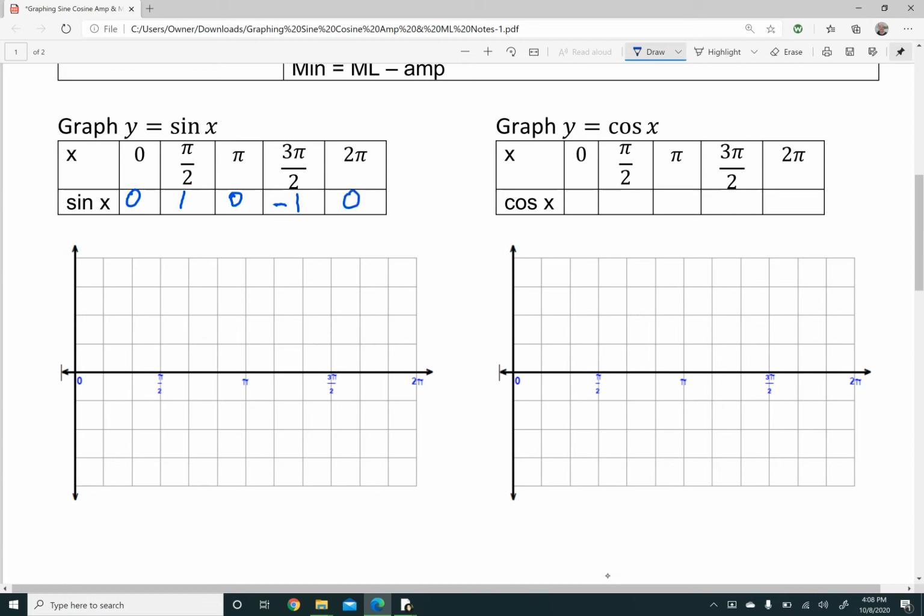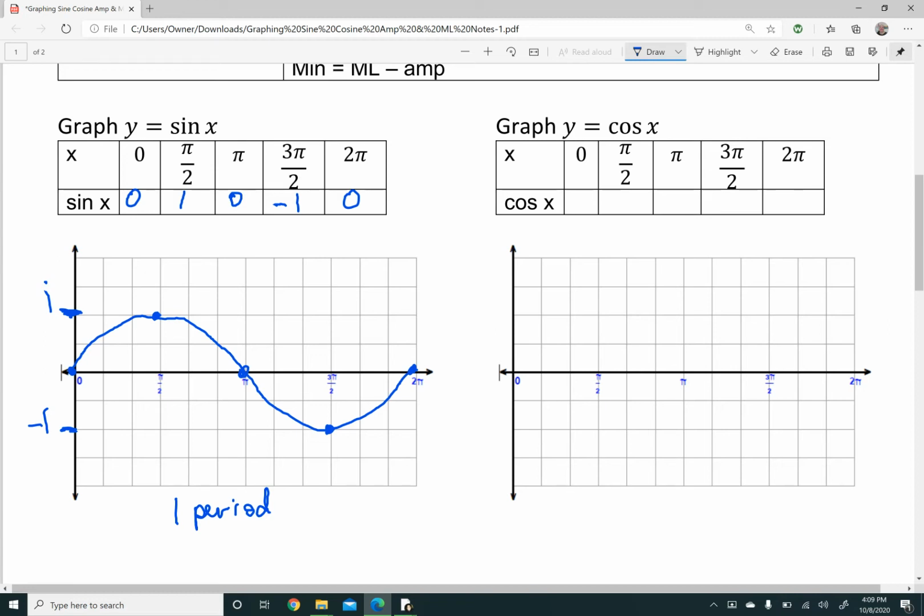So the graph goes 0, 0. And I'm going to make this point right here 1. And I'll make this point -1. So at pi over 2, it goes to 1. At pi, it's 0. At 3 pi over 2, it's -1. And at 2 pi, it's 0. So that's where it goes midline, max, midline, min, midline. And it's a nice, smooth curve through that, okay? So that's one period. So this is one period of the basic sine graph.